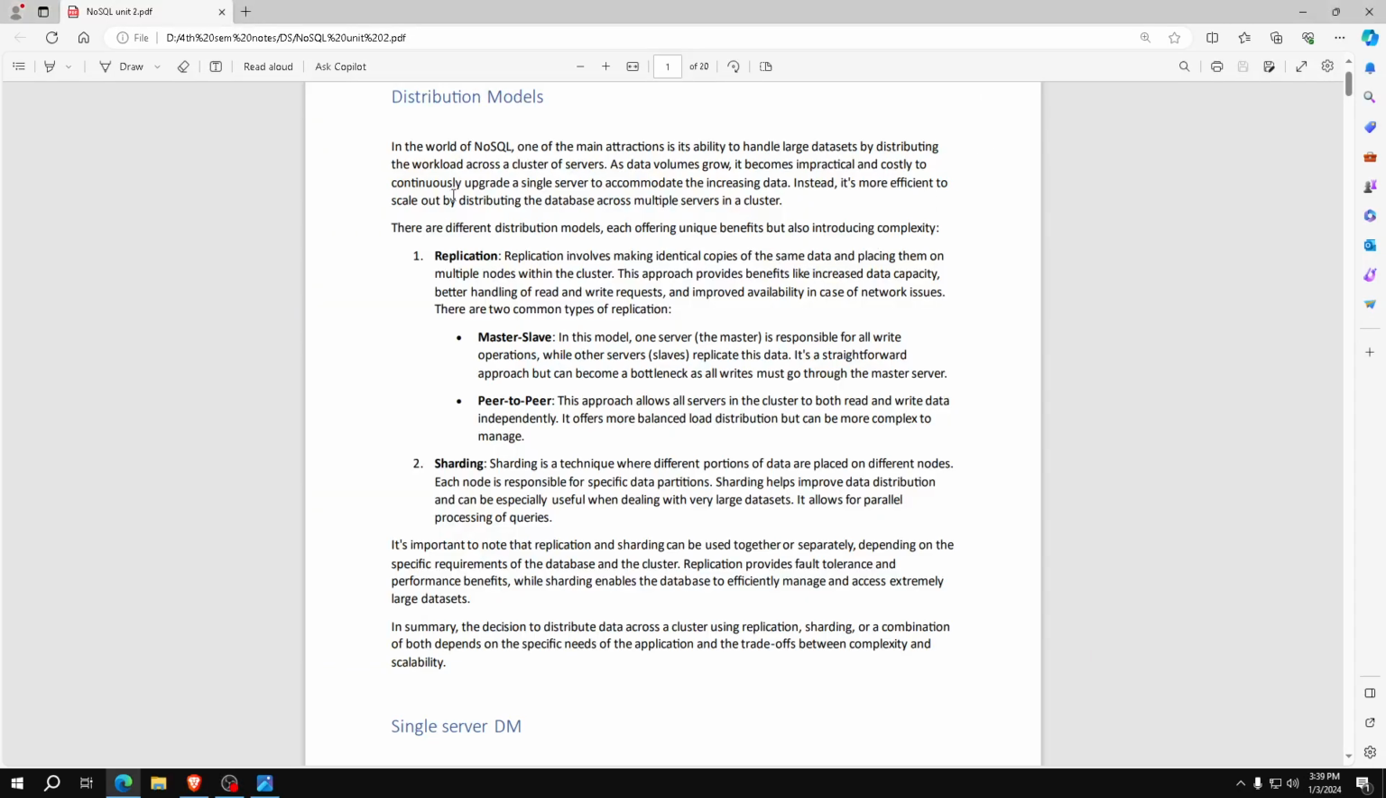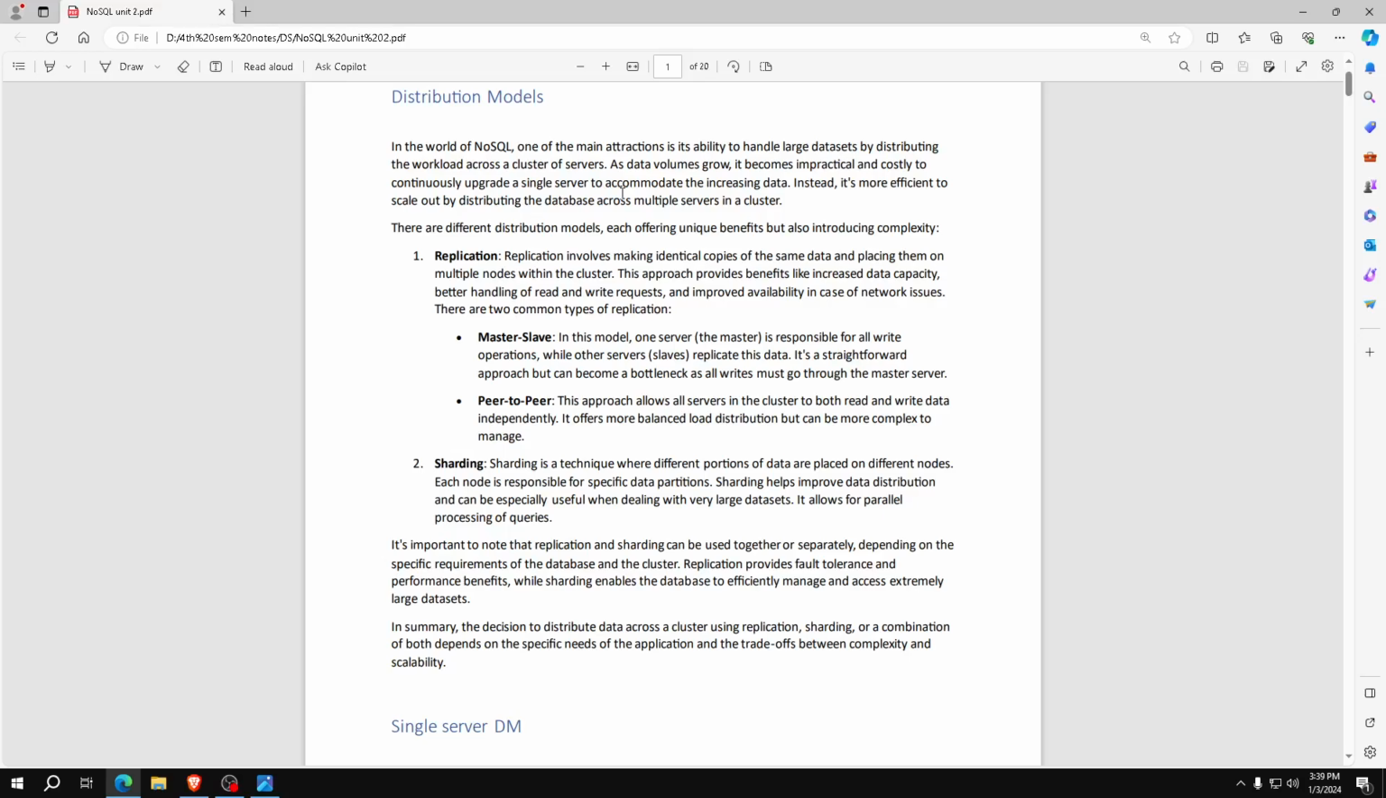So we'll be learning about distribution models today. Now, whenever we have a lot of data or data that is about to increase in a database, it becomes impractical to use only a single server, which may make the cost higher. It will basically increase the cost and it will become inefficient.